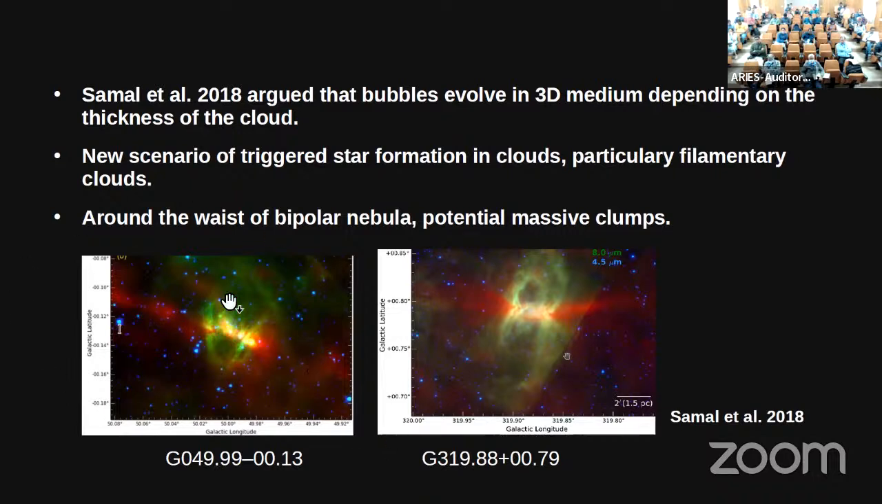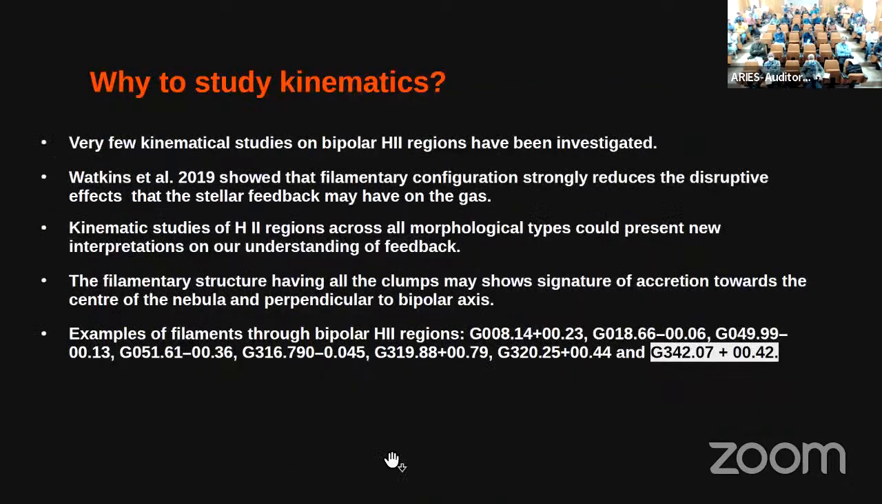This is the RGB image, and this red emission is the Herschel emission map, the column density structure, which shows that there is a filamentary part perpendicular to this bipolar structure. I'll give one example here. Watkins et al. 2019 studied one example from that sample, G316.